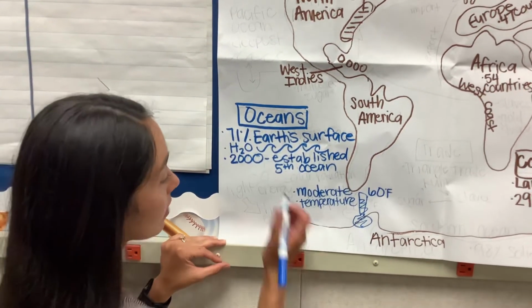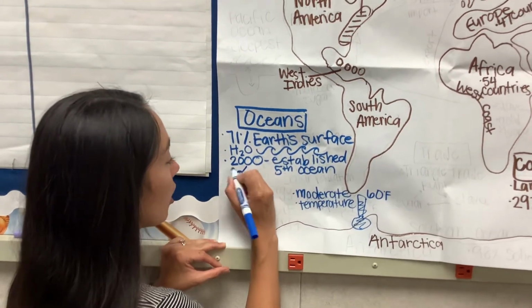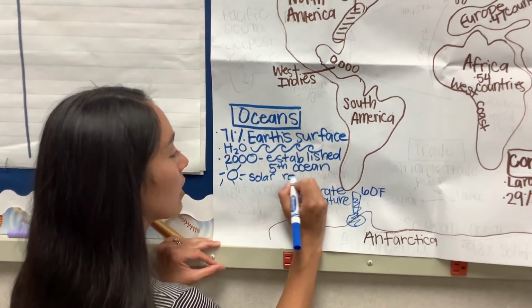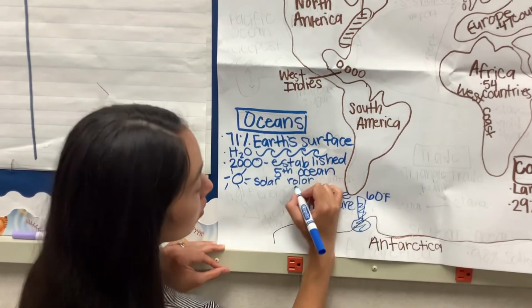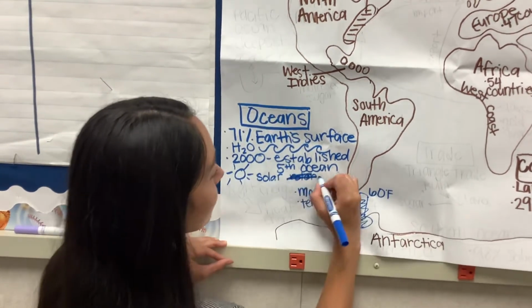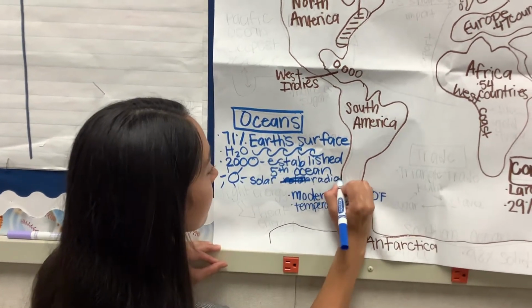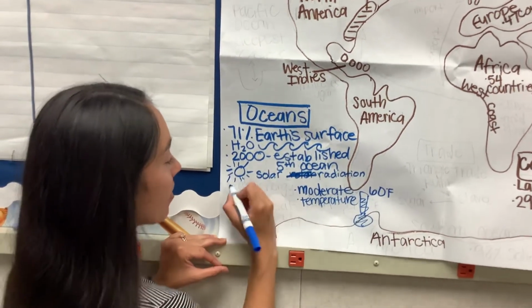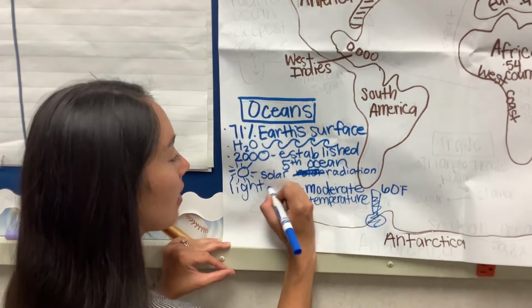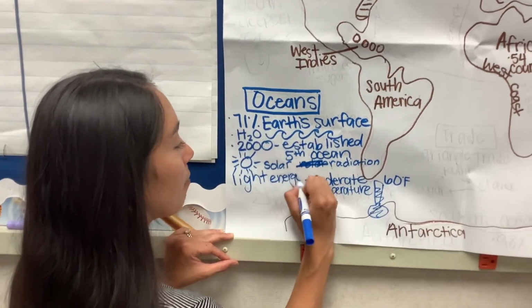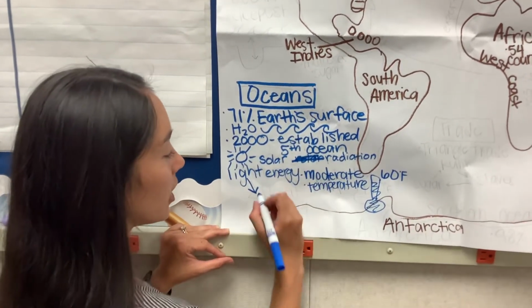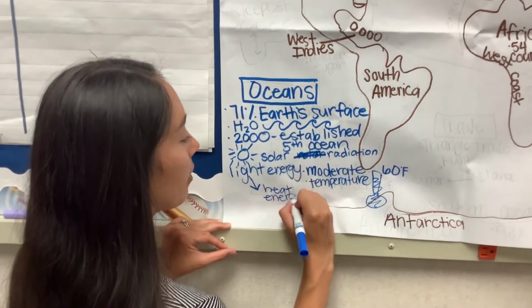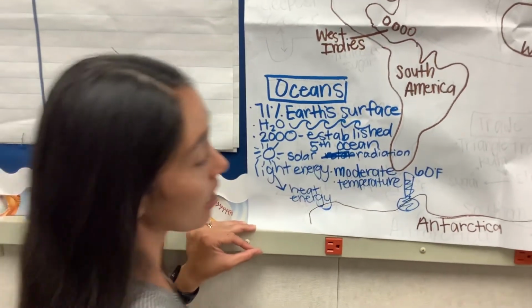So it gets its moderate temperature from solar radiation. Read this with me. Solar radiation. Solar coming from the sun. The sun gives off light energy. Read that with me. Light energy, which turns into heat energy. Read that with me. Heat energy.